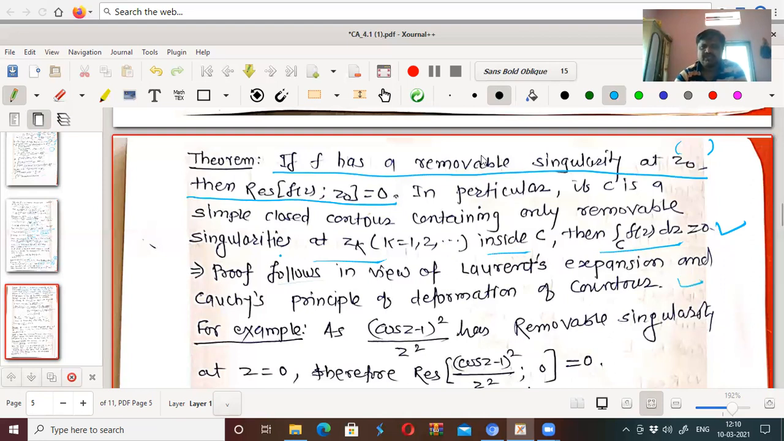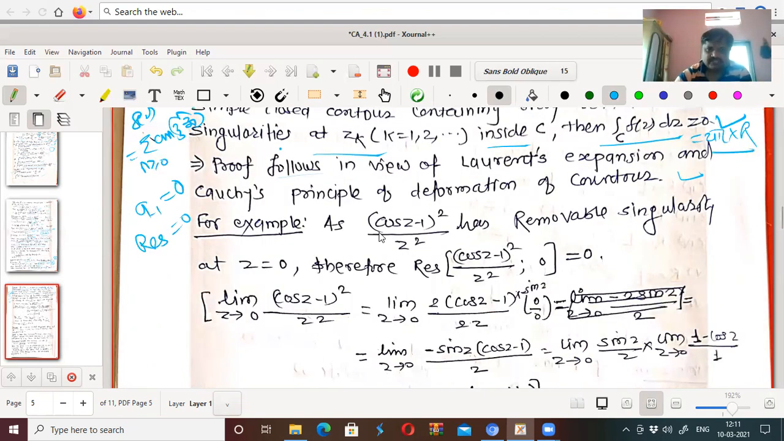No problem. Because a removable singularity means this f of z can be written as the summation over n greater than or equal to 0 of a n times z to the power n, or (z minus z0) to the power n. So there is no principal part in the Laurent series expansion of f of z. If there is no principal part, the coefficient a minus 1 becomes 0. That is, the residue is 0. And if the residue is 0, then the integral is also equal to 0, because the integral is 2 pi i times the residue. Okay, that is the case.